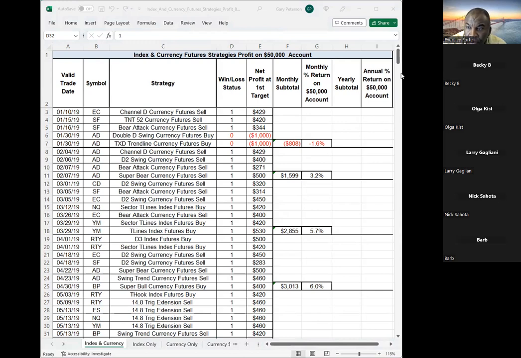If we risked $1,000 a trade based on a 50 grand account, which is 2% of the account, what would the numbers look like? Now, your account can be any size. It could be 5,000, 10,000, 20,000, whatever it might be, a million, 100,000. It's percentage return, not dollars and cents. Okay, it's all about percent return.